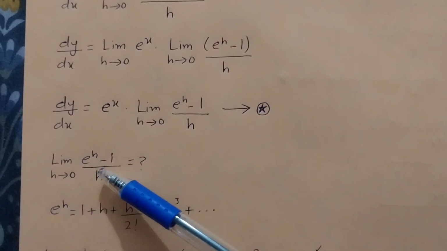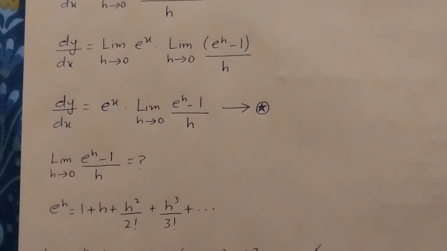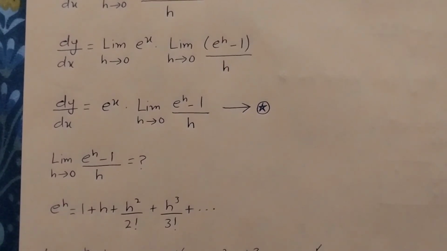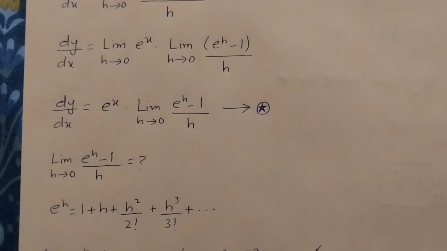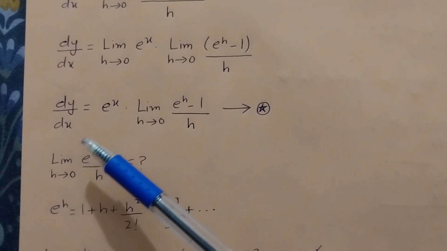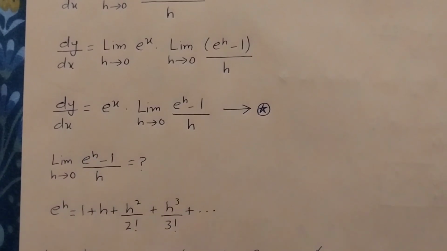If we put 0 in this expression, e raised to power 0 is 1, so 1 minus 1 is 0, so the numerator will be 0, and denominator will also be 0 because we are putting h is equal to 0. So this will be 0 by 0 form, which is an indeterminate form, and we don't know what this limit is equal to, so we need to get rid of this indeterminate form. And how can we do that? If we look at the numerator, we have e raised to power h in the numerator, and e raised to power x basically has the power form equal to this.